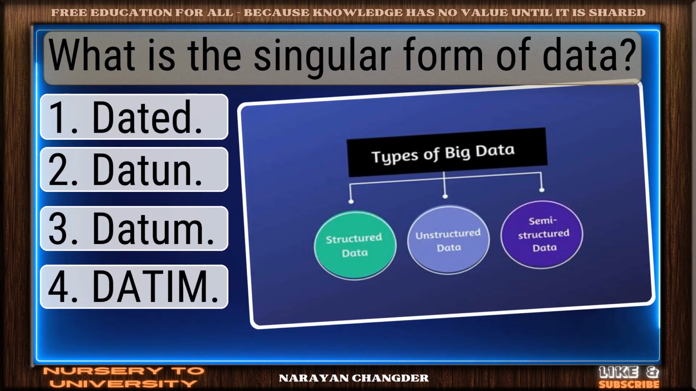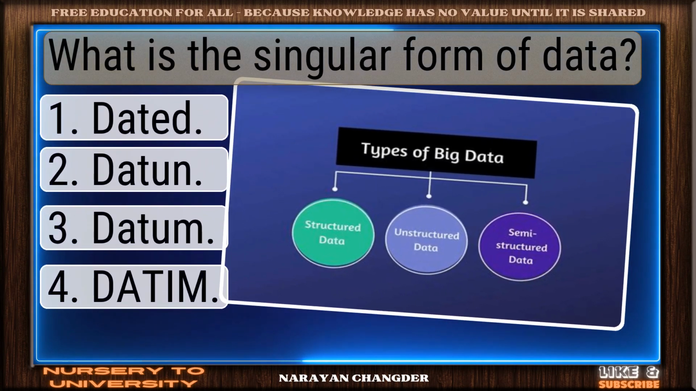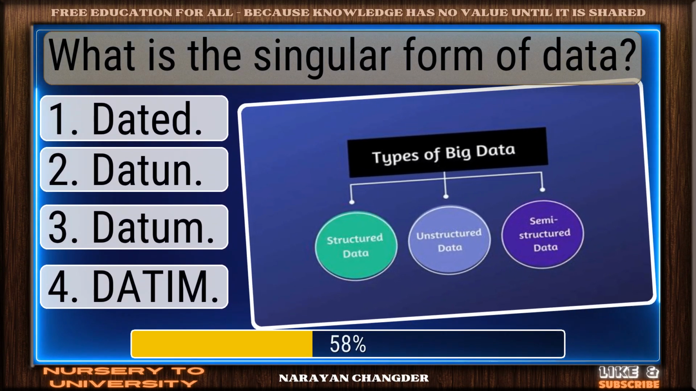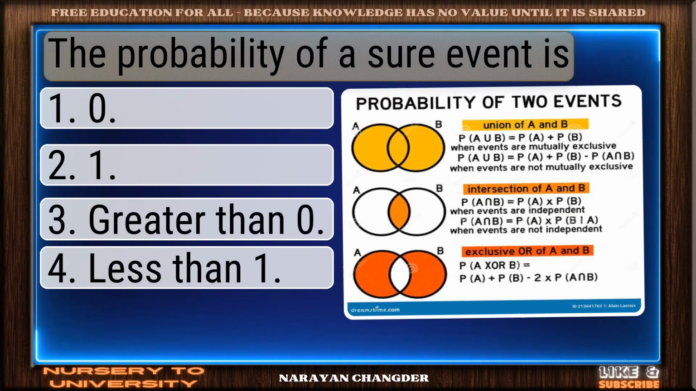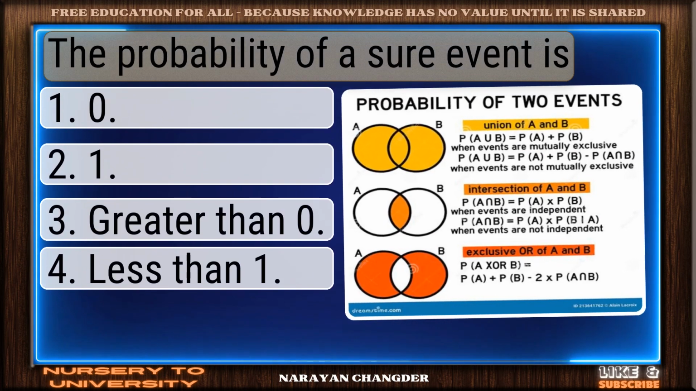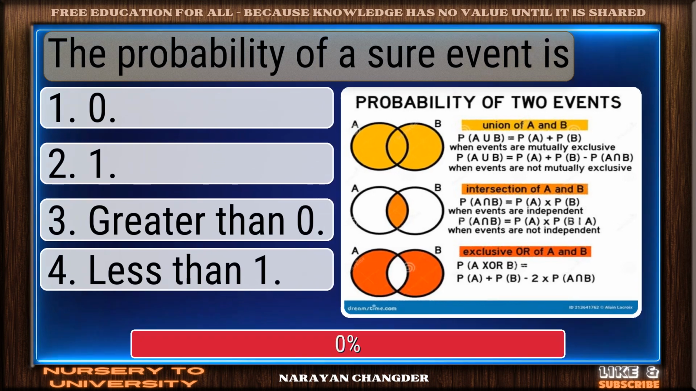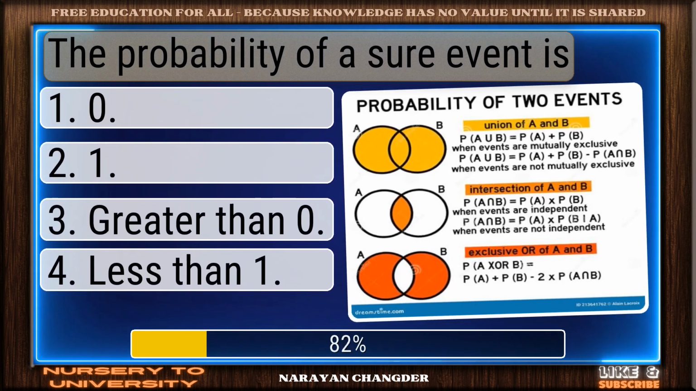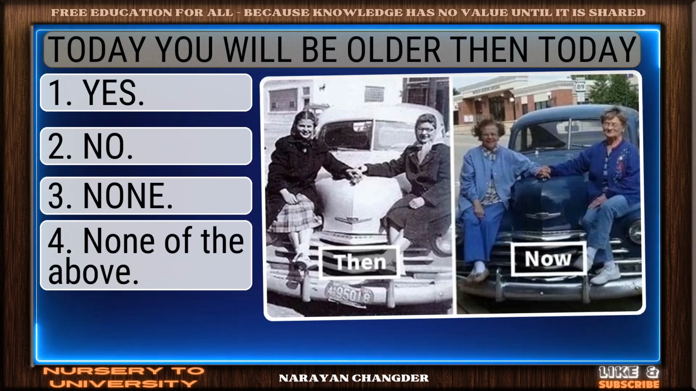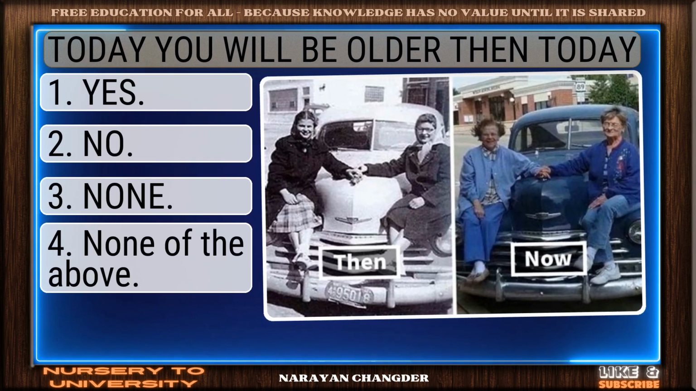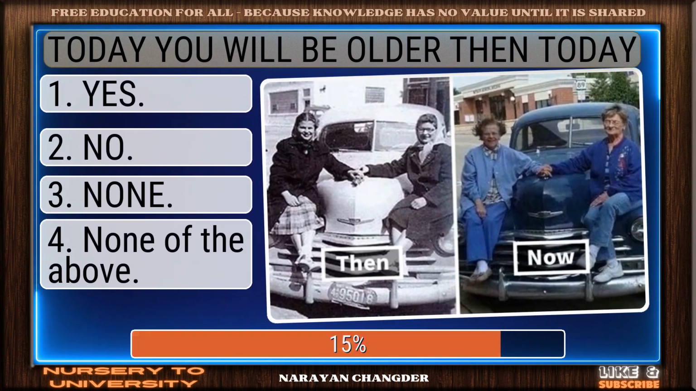Question number 249. What is the singular form of data? Bravo. Datum is the answer. Question number 250. The probability of a sure event is? Well done. 1 is the right choice. Question number 251. Today you will be older than today.